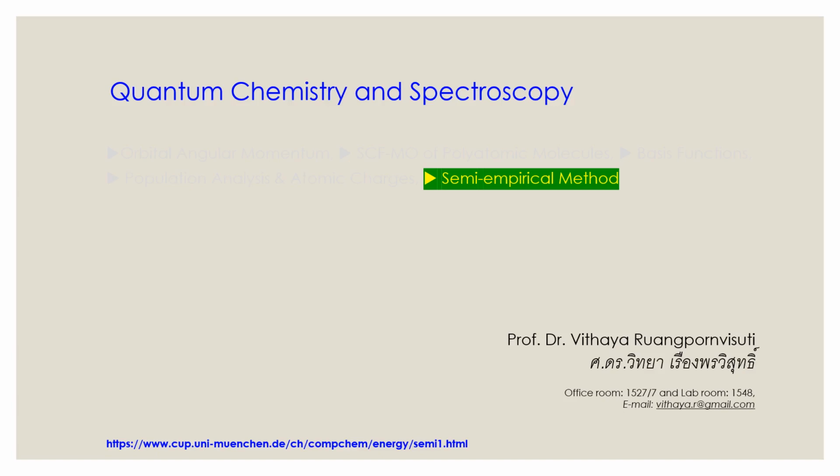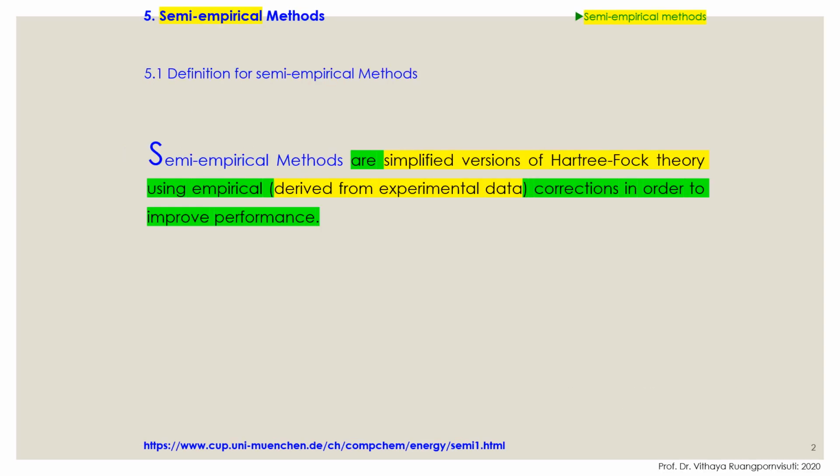This slide is on the topic of semi-empirical methods. Definition for semi-empirical methods: semi-empirical methods are simplified versions of Hartree-Fock theory using empirical corrections, derived from experimental data, in order to improve performance.